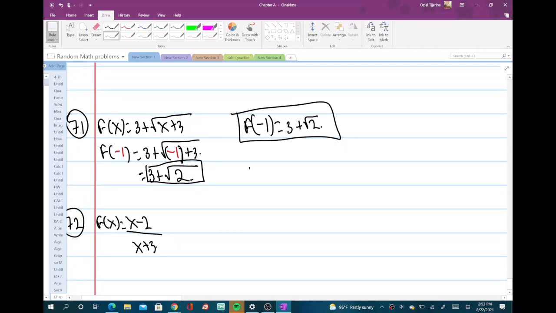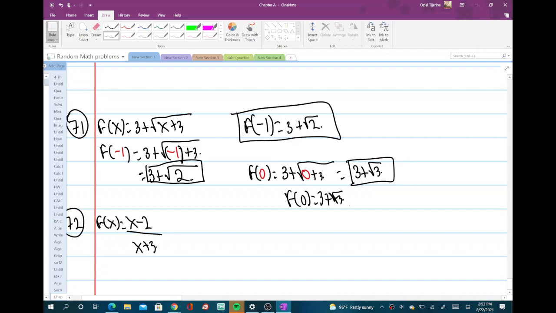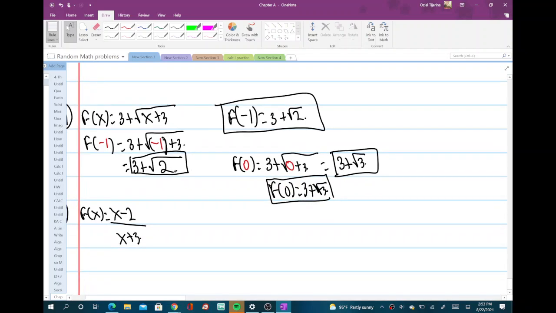So f of 0 is 3 plus the square root, and it's going to be 0 plus 3, right? So we have 3 plus the square root of 3. We can do f of 0 equals 3 plus the square root of 3, so in this form too, right? And then we're going to do f of 1.